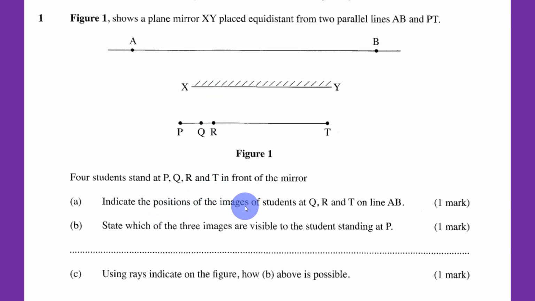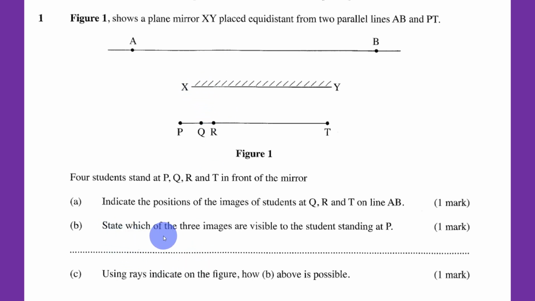Now indicate the positions of the images of the students Q, R, and T on line AB. So Q, the image will be formed here. R, the image will be formed here. And the student T, the image will be formed there. So you can see the factors that I've used. Number 1, the image distance is equal to the object distance. Number 2, the line that joins the object to the image makes 90 degrees with the mirror.